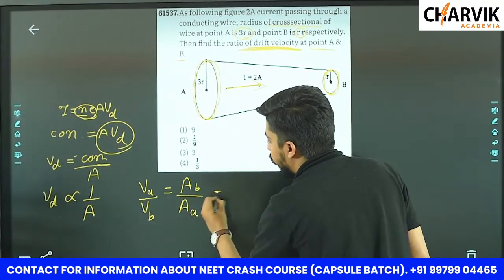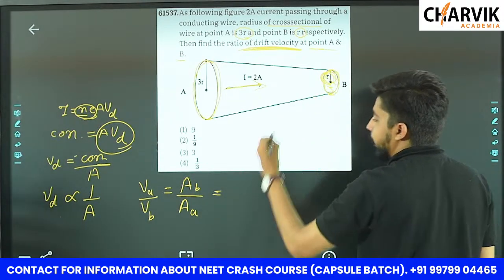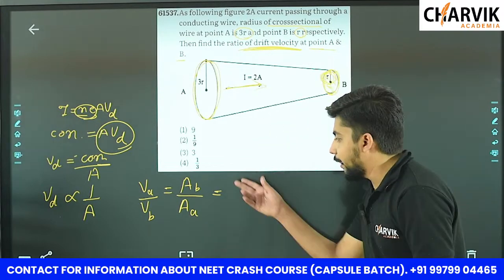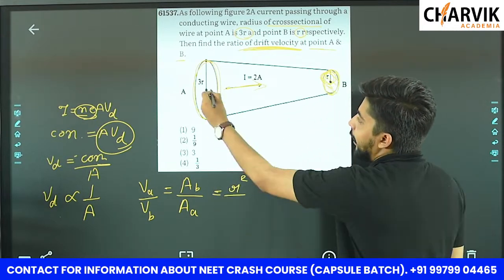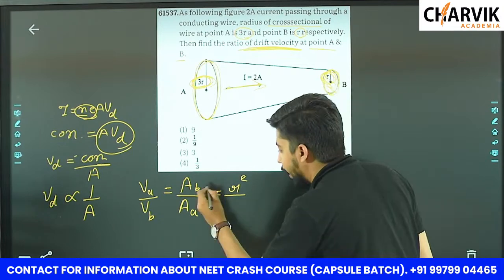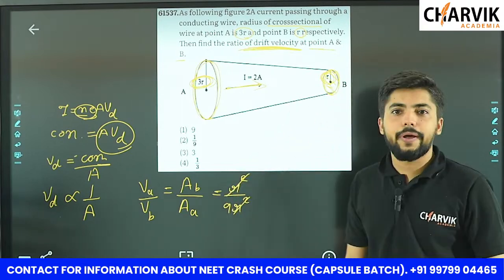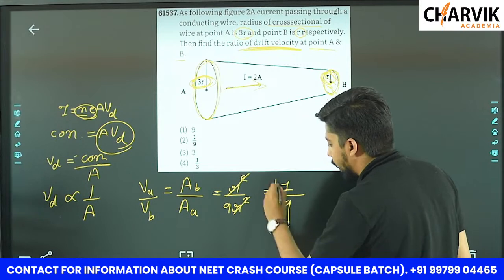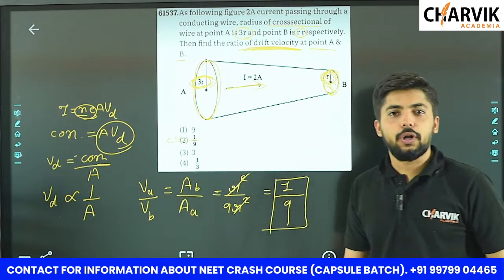So VA upon VB becomes, this is the R, so the area of this becomes pi R square. But I am not writing the pi because pi will be cancelled out here. So only R square divided by pi into R square. But for this the radius is 3R, so the square of 3R will be 9 into R square. R square cancels out, and now your answer becomes 1 divided by 9, which is given in the second option, which is your correct answer.